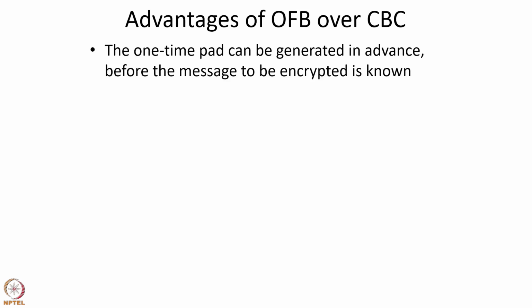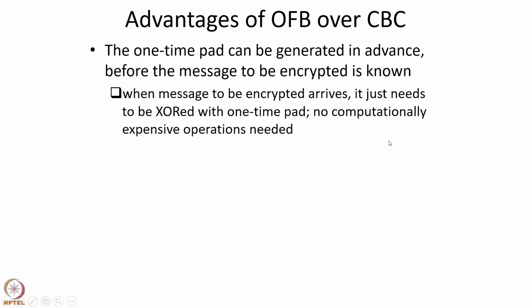So OFB has some advantages over CBC. One advantage is that the one-time pad can be generated in advance before the message to be encrypted is known. So when the message to be encrypted arrives, it just needs to be XORed with the one-time pad. There are no computationally expensive operations such as encryption required at that point.